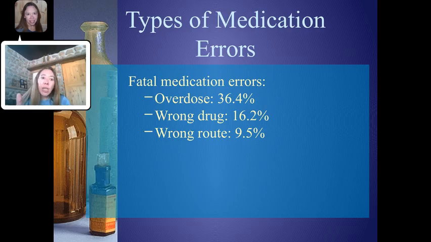Why so? I mean, look here. When somebody dies from a medication error, what is the problem? What's occurring? Well, 36.4% of the time it's an overdose. So now we have given too much of that drug. It has led to toxicity. Now it has killed the patient. 16.2% of the time it is the wrong drug. 9.5% of the time, it's the wrong route. Can you see how these correlate back to the 6 rights of medication administration?